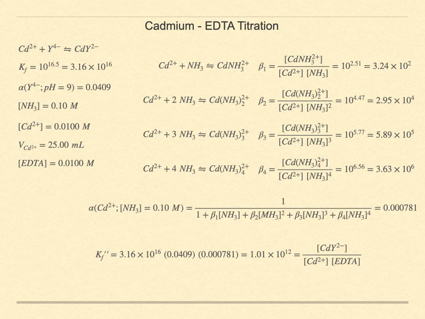With this modified value for the formation constant, we are able to perform equilibrium calculations using the total free EDTA concentration, that's all forms of EDTA except that in the complex ion, and using the total metal ion concentration, which is all forms of metal except that in the complex ion.